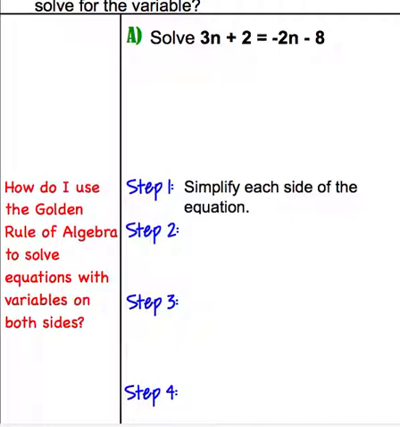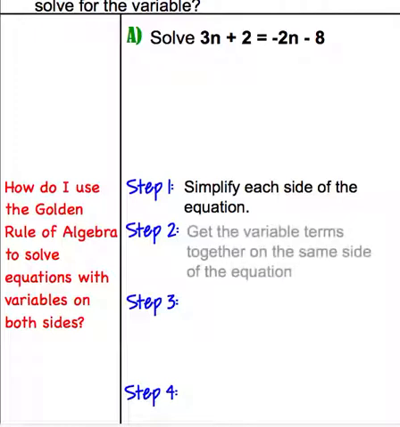Well, in our particular case, 3n plus 2 and negative 2n plus 8 are both already simplified, seeing as how we cannot combine like terms. So moving on to step two, it says to get the variable terms together on the same side of the equation. Now, it isn't critical that you have a correct side and an incorrect side for which to move the variable terms to. However, there is usually a better side.